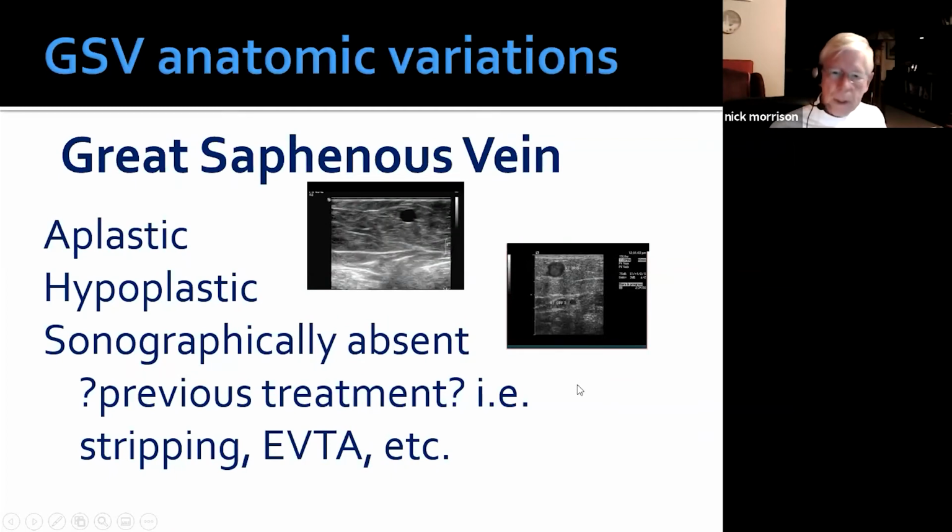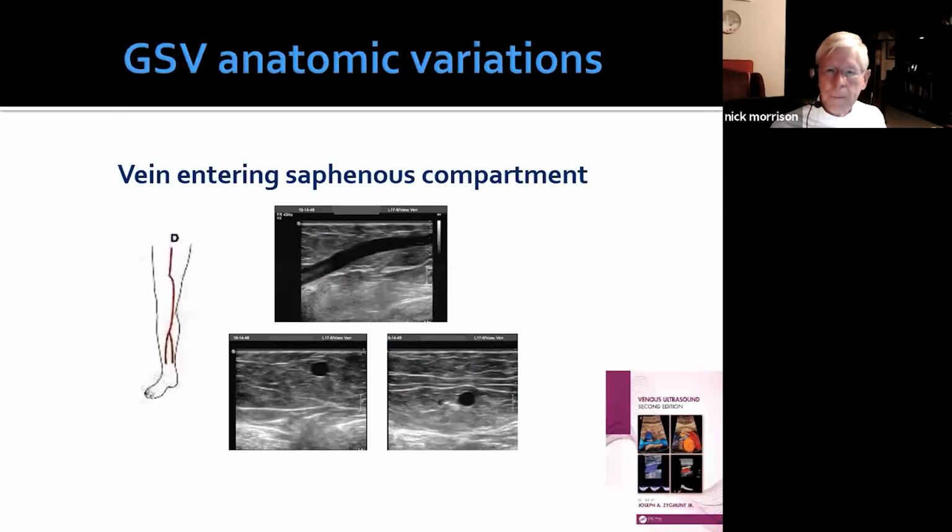If it's absent, you have to think that the patient probably had some sort of treatment in the past. And again, that image of the tributary coming down and then joining, so that it becomes the functioning great saphenous vein. And in this image, there's actually a hypoplastic great saphenous vein along with it.